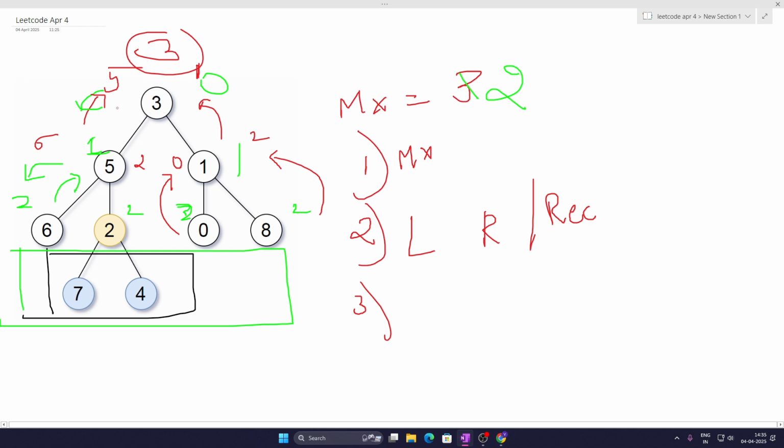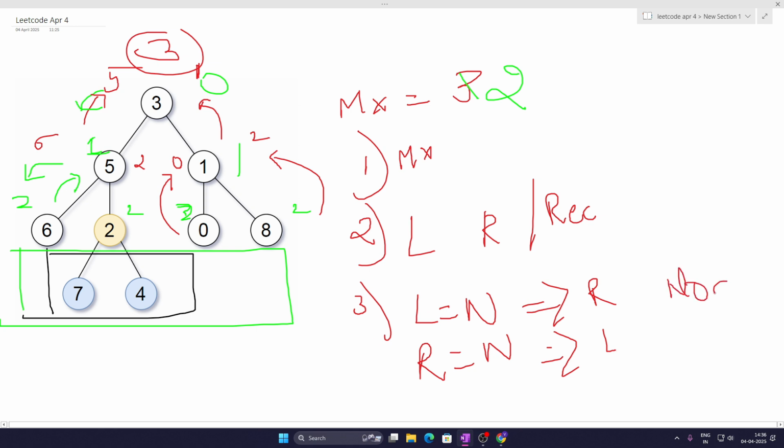These are the deepest leaf nodes, and I will return 5 to its parent. In the same case here as well. If at any time I get two values, this means that node is at the deepest level, and is the common ancestor. So if left is null, then I will return the right part. If right is null, then I will return the left part. If both are not null, then I will return the node value.